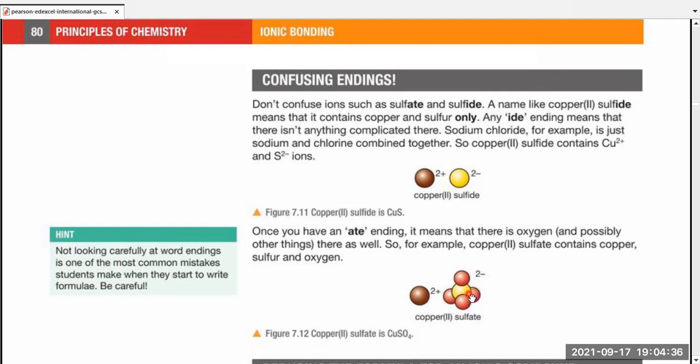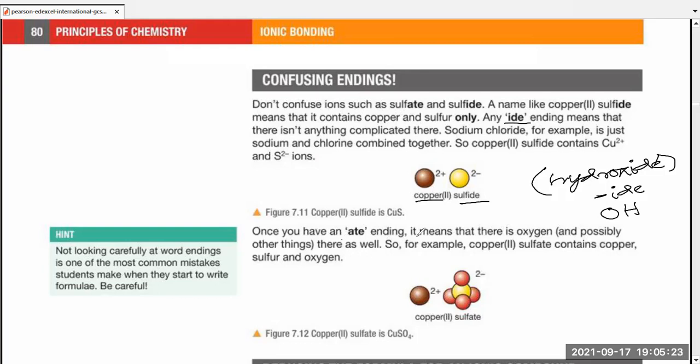Now, confusing endings. Don't confuse ions such as sulfate and sulfide. A name like copper(II) sulfide means that it contains copper and sulfur only. Any -ide suffix means that there is nothing complicated there, just two atoms combined, one of copper and one of sulfur in this specific case. Copper has a +2 charge, while sulfur has a −2 charge. There is an exception to this, and that is hydroxide. Hydroxide is the only polyatomic ion ending in the suffix -ide, but it is made up of two atoms instead of one.